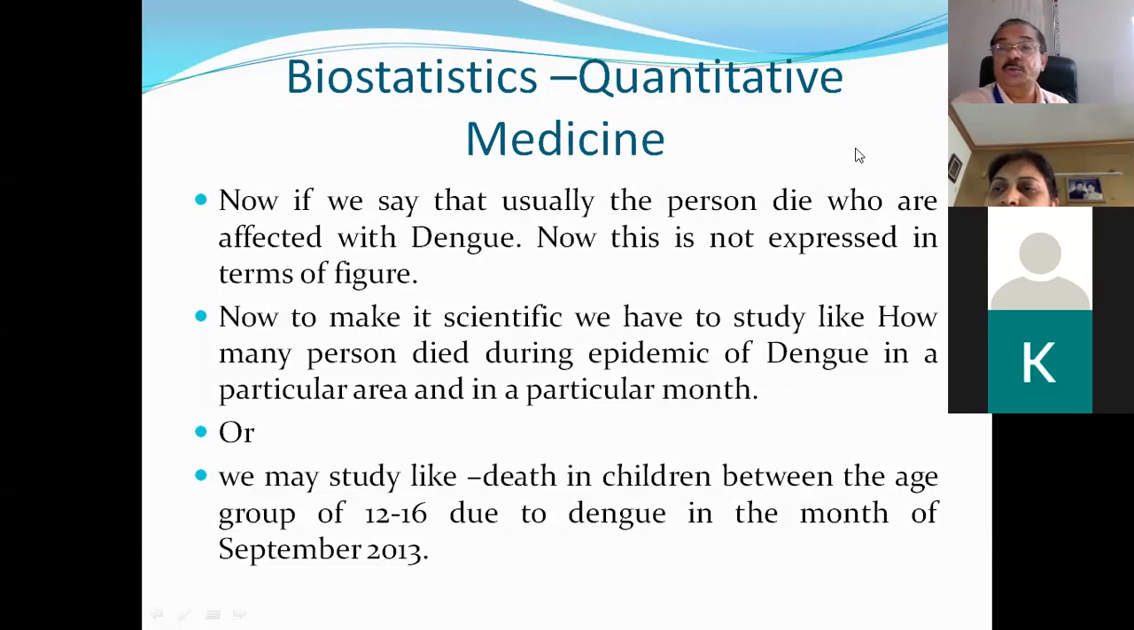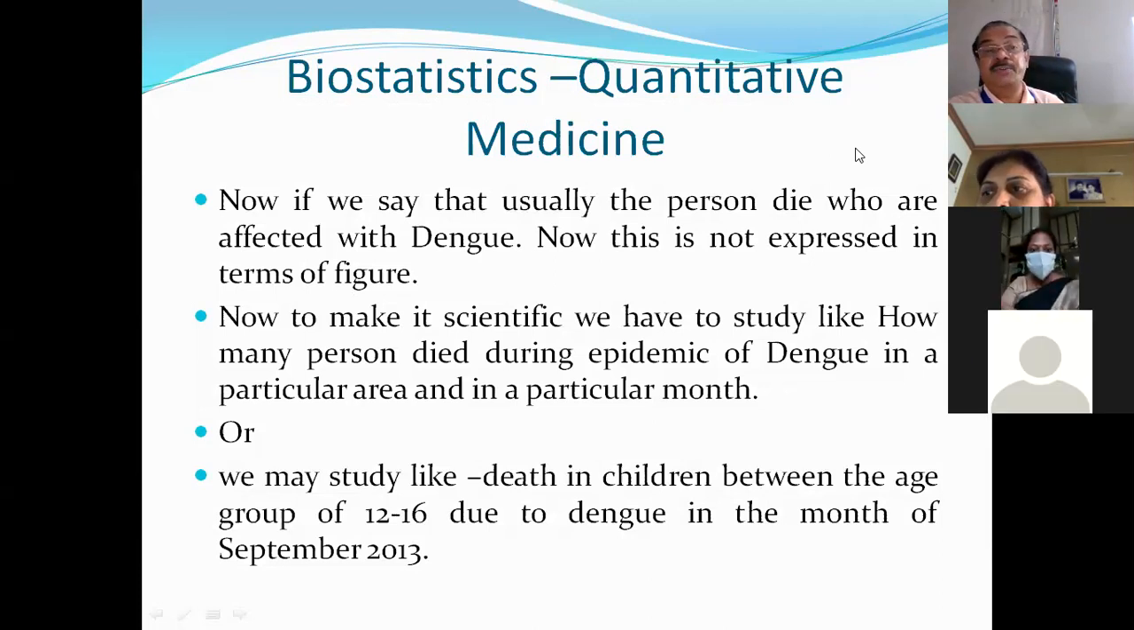Quantitative medicine, as I told you, means when I refer to some number for a particular data, then it is said to be quantitative. Now, if we say that usually the persons who are affected die, this is not expressed in terms of figures, so it is not quantitative, so it cannot be biostatistics related to the scientific also.